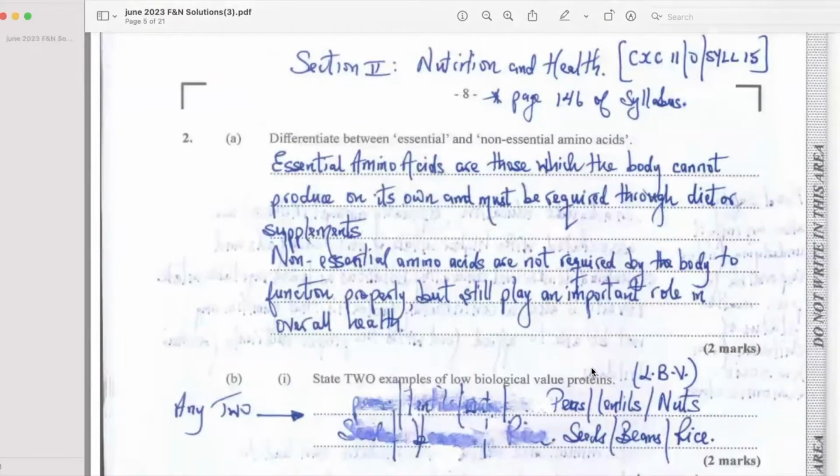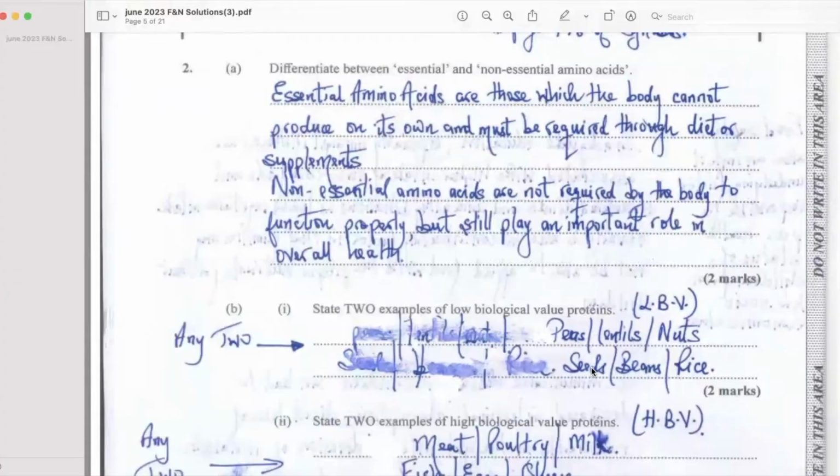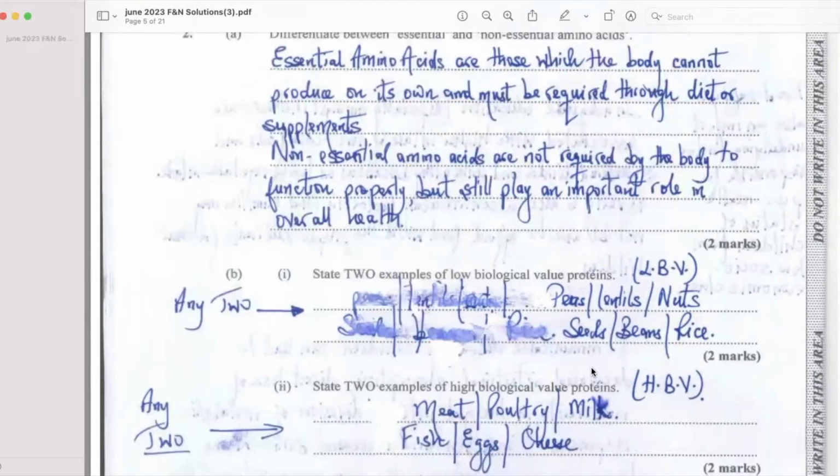All right, next question. State 2 examples of low biological value foods. Low biological value would be like peas and beans and nuts. So those are low. So remember, high biological value is different, so that will be meat and fish.